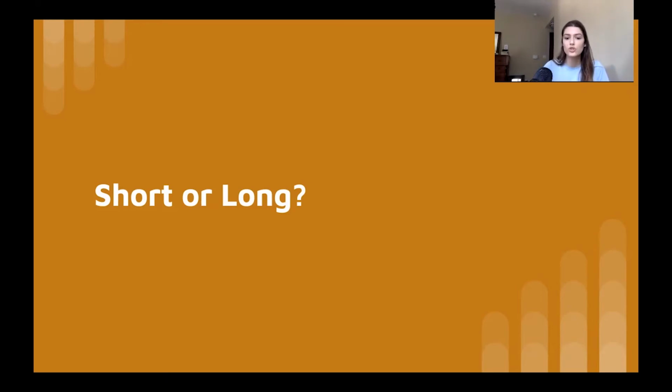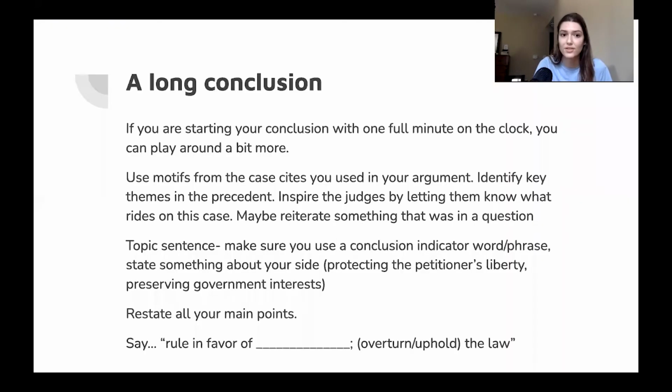So your conclusion has to be the most flexible portion of your argument. You may not know what kind of conclusion you're going to give until, conservatively, 5 minutes into your argument. It just depends on what's going on. You can see what happens to the people who go in front of you. And if you're the first person, you're just going to have to be flexible. So your conclusion will be short or long, depending on how much time you have left on the clock.